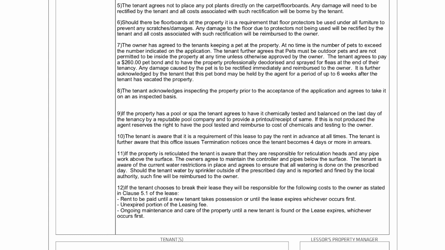The tenant agrees to pay $260 pet bond and to have the property professionally deodorised and sprayed for fleas at the end of the tenancy. Any damage caused by the pet is to be rectified immediately and reimbursed to the owner.